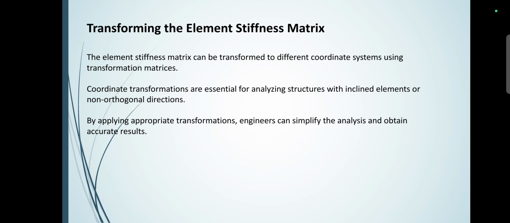Transforming the element stiffness matrix. The element stiffness matrix can be transformed to different coordinate systems using the transformation matrix. Coordinate transformations are essential for analyzing structures with inclined elements or non-orthogonal directions. By applying these transformations, engineers can simplify the analysis and obtain accurate results.